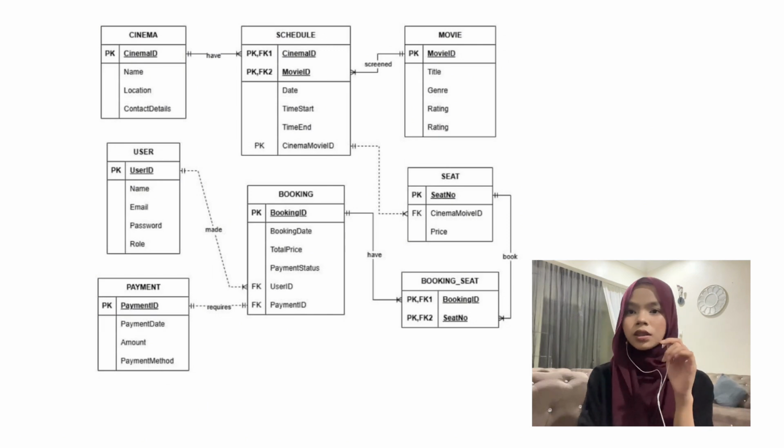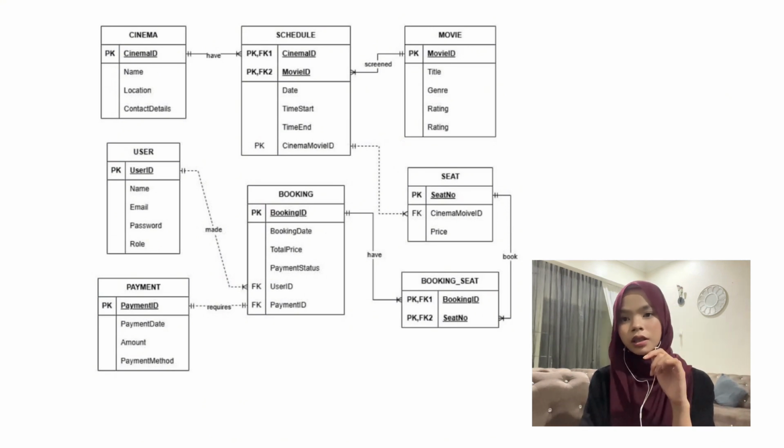Next we got the schedule entity. The schedule entity connects cinemas, movies, and showtimes. The attributes for this entity are cinema movie ID, which is the primary key, cinema ID, foreign key, movie ID, foreign key, date, the date of the screening, time start and time end, the start and end times for the screening.